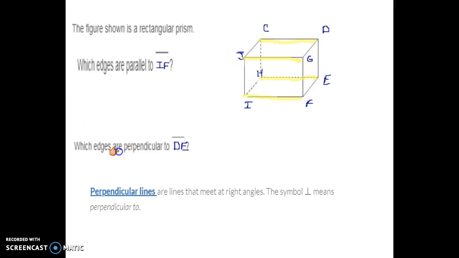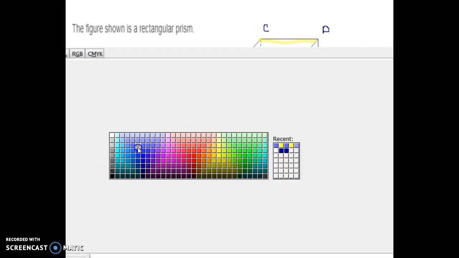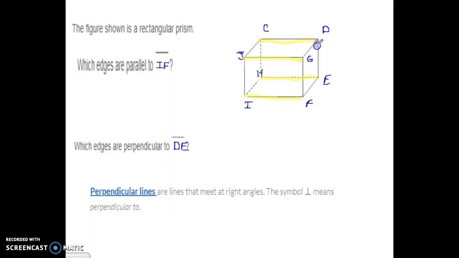Question number 3 is going to ask you what edges are perpendicular to a segment. So let's see, they ask us segment DE. So segment DE is right here. Now, perpendicular, remember the definition, those are lines that meet at right angles. So remember, a right angle is going to be 90 degrees, and we denote that with a little box.